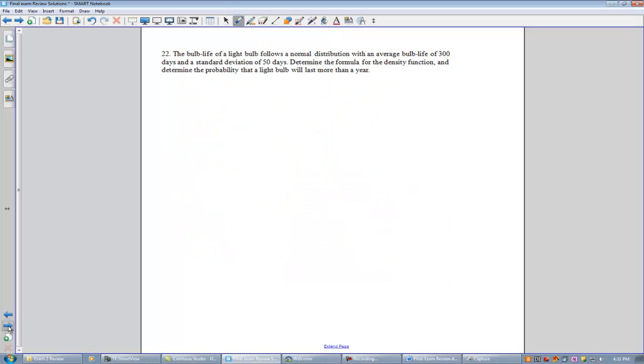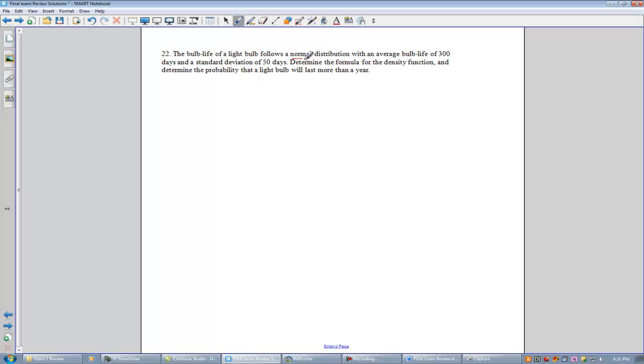All right, so we're almost done here. Let's take a look at the last couple problems. So 22, it says the bulb life of a light bulb follows a normal distribution with an average bulb life of 300 days and a standard deviation of 50 days. We want to determine the formula for the density function and determine the probability that a light bulb will last more than a year.